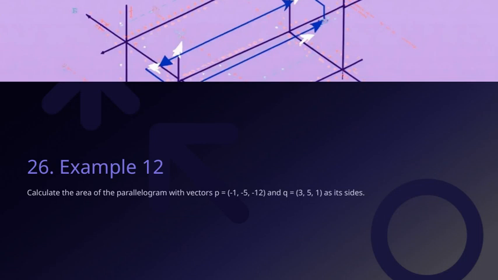Now, let's move on to calculating the area of this parallelogram, which is formed by the vectors p and q. The key idea here is that the area is given by the magnitude of the cross product of these two vectors. So, first, we'll find the cross product p times q. Remember, the cross product essentially gives us a vector perpendicular to both p and q, and its magnitude corresponds to the area of the parallelogram.